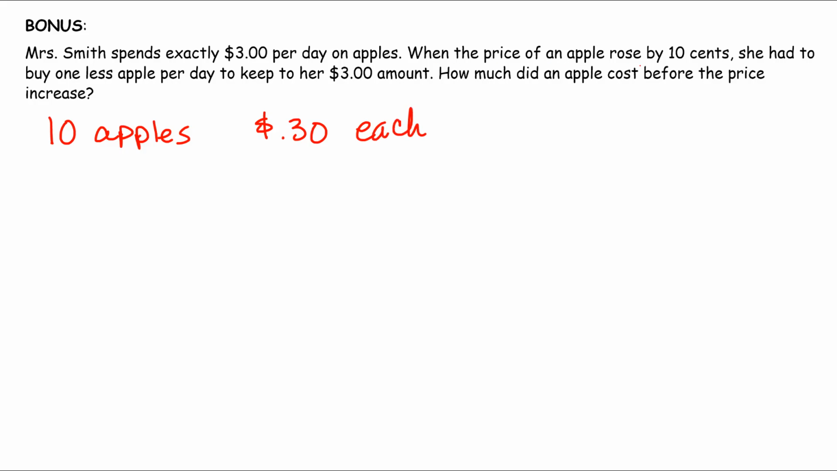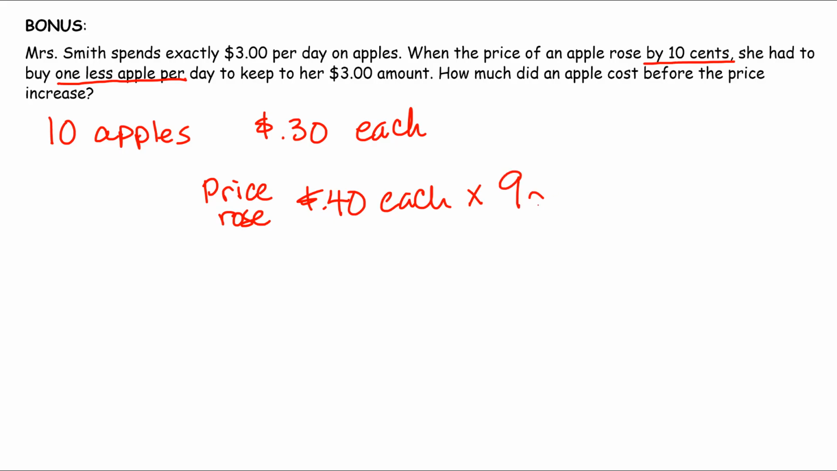It says when the price of an apple rose by 10 cents, she had to buy one less apple to spend $3, right? So the price rose to 40 cents each. And it says she's going to buy one less apple. Well, 40 cents times 9 apples does not equal $3. So forget about it. That doesn't work.